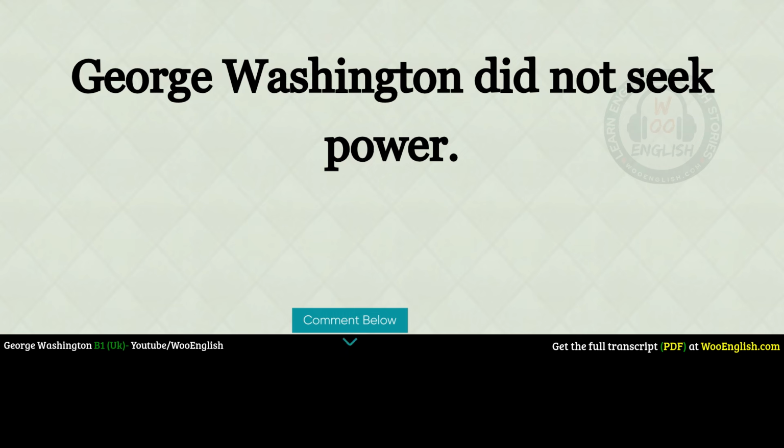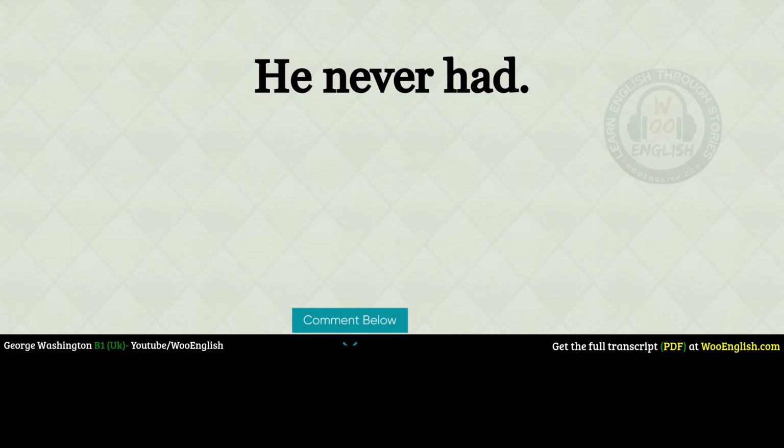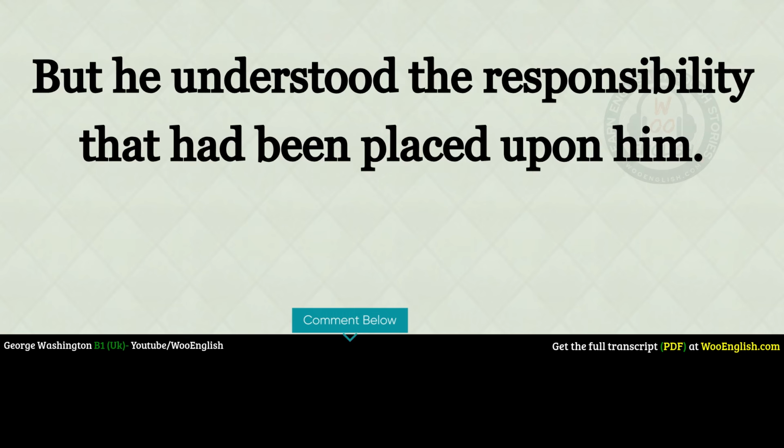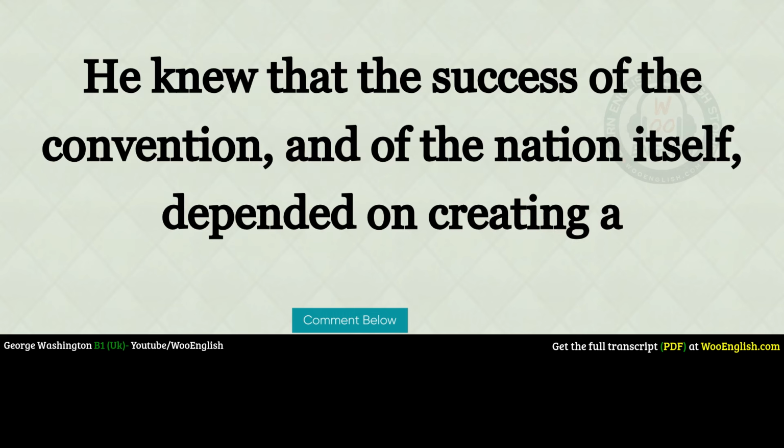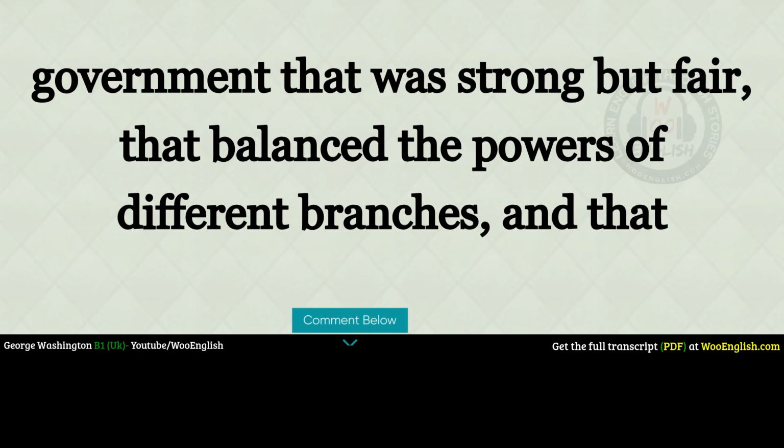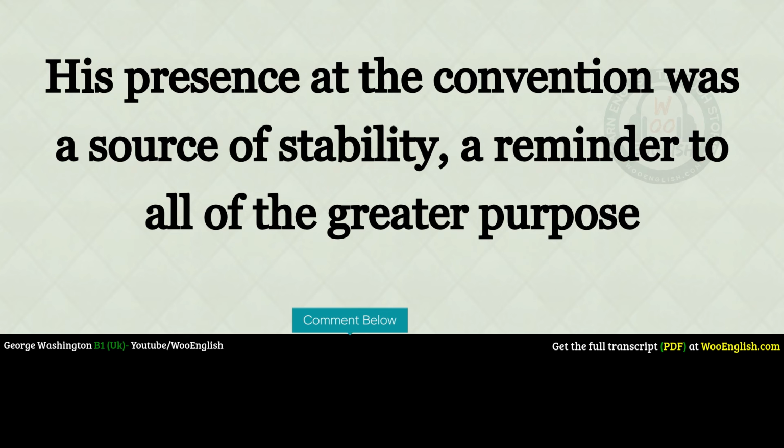George Washington did not seek power. He never had. But he understood the responsibility that had been placed upon him. He knew that the success of the convention and of the nation itself depended on creating a government that was strong but fair, that balanced the powers of different branches, and that protected the rights of the people. His presence at the convention was a source of stability, a reminder to all of the greater purpose they were there to serve.